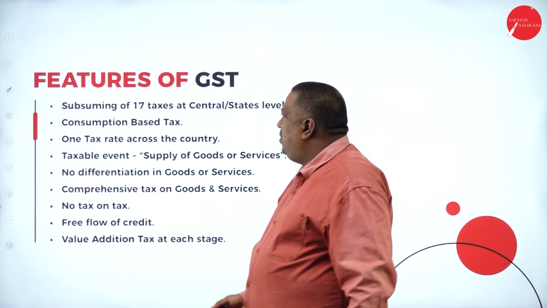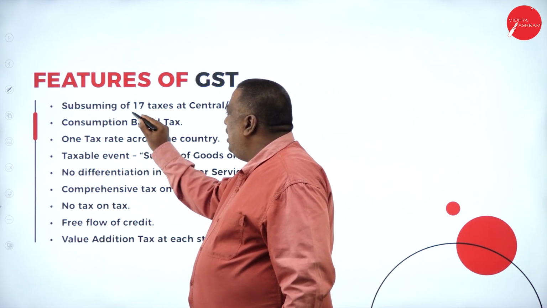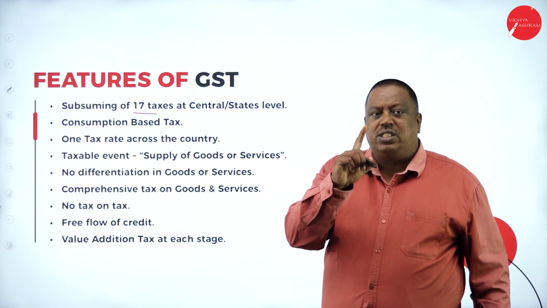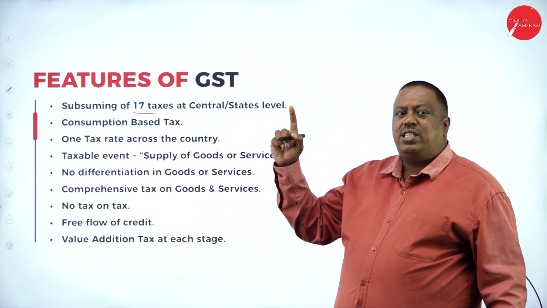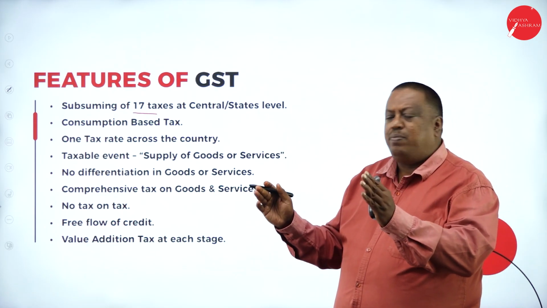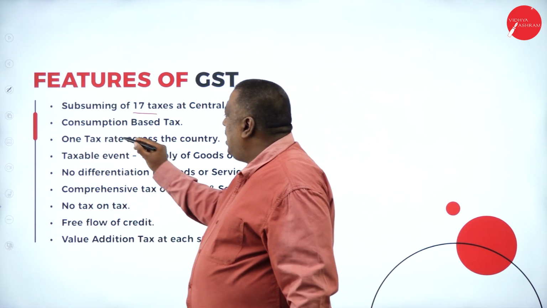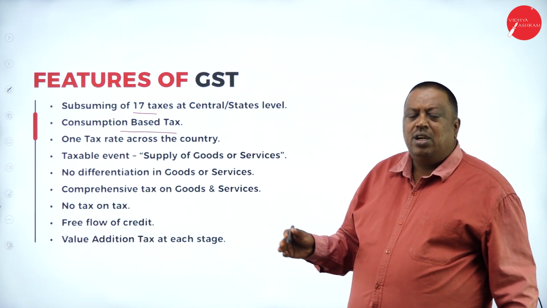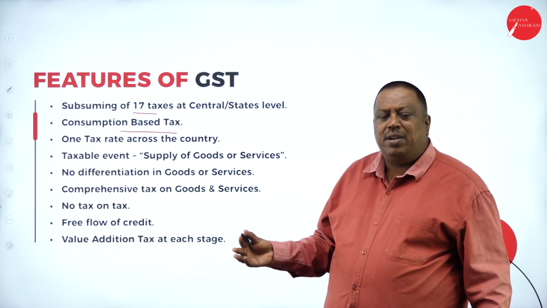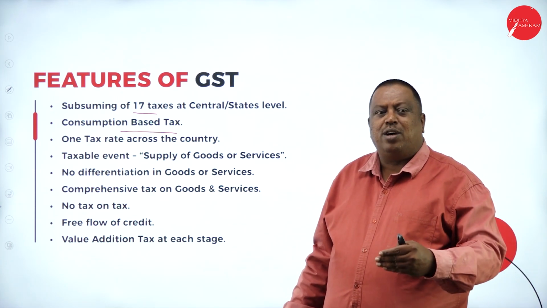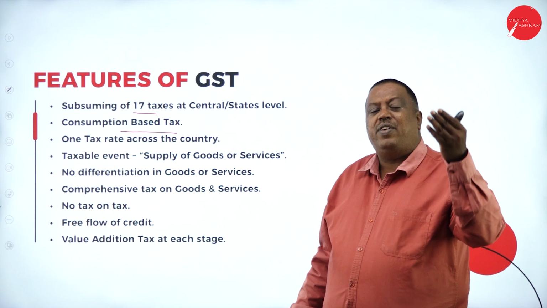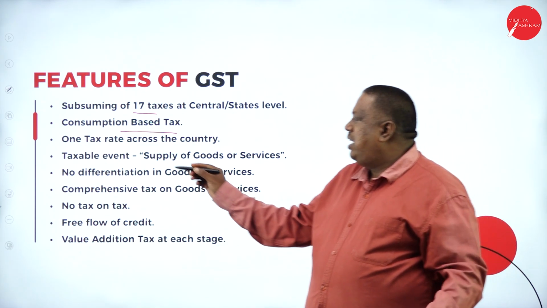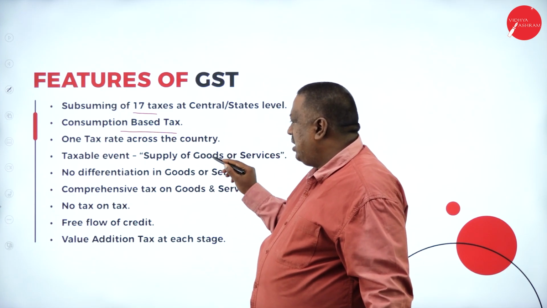What are the features of GST? First feature, it merges 17 taxes and brings them into one tax. That is called one nation, one tax, or destination-based tax. It's a consumption-based tax. What I said, destination or consumption, both are the same here. The person who is going to consume the commodity, or use the benefit, where he is going to use it, that person is going to pay the tax. That is why it is called a consumption-based tax.